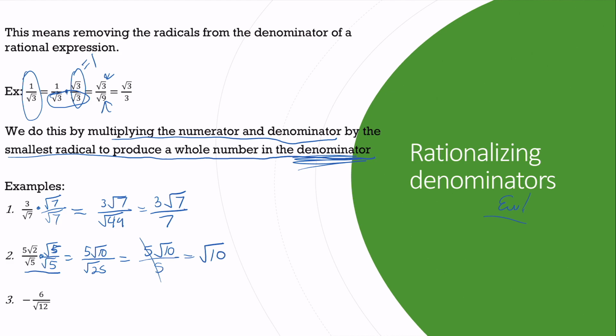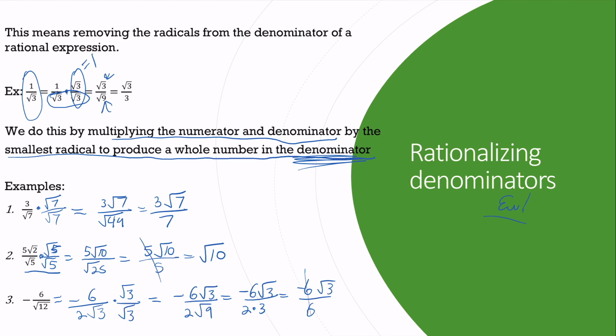For problem 3, I could go ahead and multiply by the square root of 12. But what if I went ahead and simplified the square root of 12? Because I know the square root of 12 is 2 root 3. So the smallest radical I see is the square root of 3. That gives me negative 6 square root of 3 over 2 square root of 9. So I have negative 6 square root of 3 over 2 times 3. Negative 6 square root of 3 over 6. Those 6's cancel. I'm left with negative square root of 3.